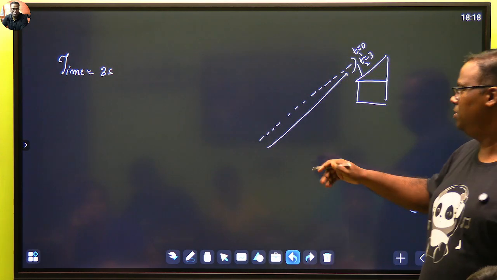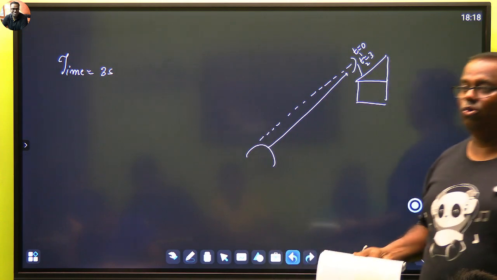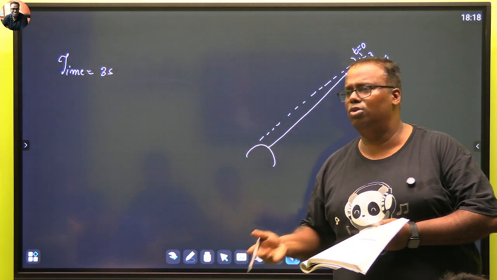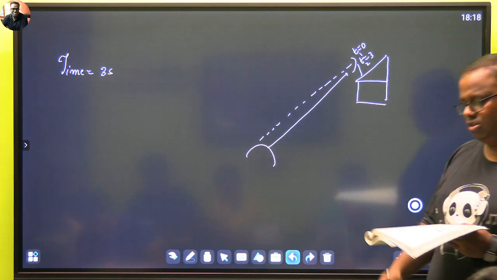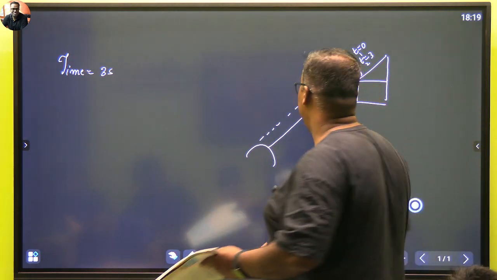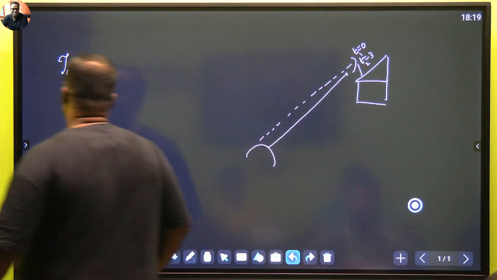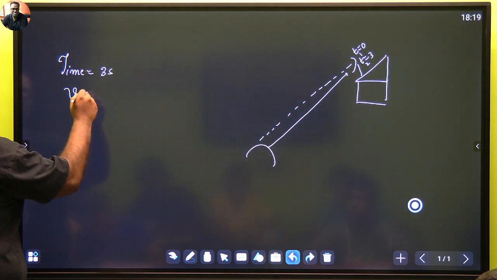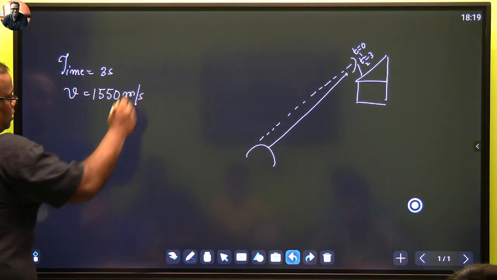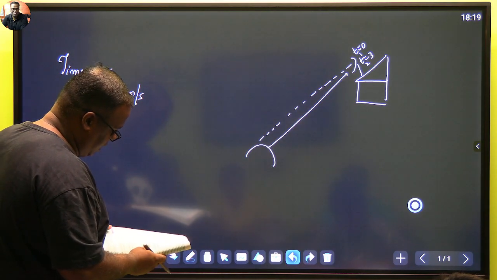Sonar has picked up the signal, which means there is some object here that it hit and came back. Ocean depth analysis and all, in oceanography, this is what is used. How do you understand whether something is right below or not? So it has picked up the signal after 3 seconds, and this is all happening in water. The entire thing is happening in water, so definitely we cannot use the speed of sound in air. We will use the speed of sound in water, which is around 1550 meters per second.